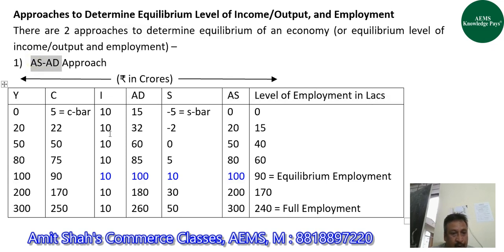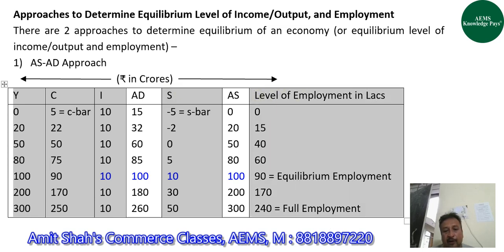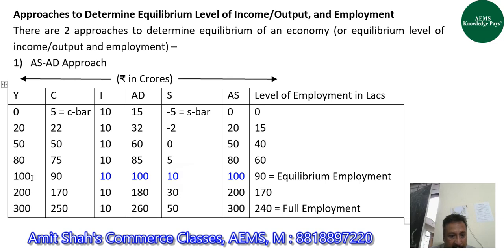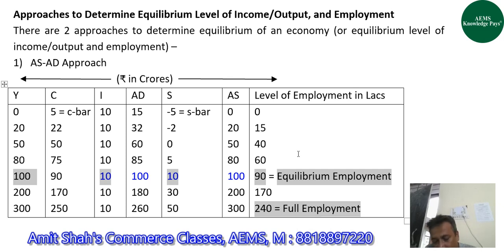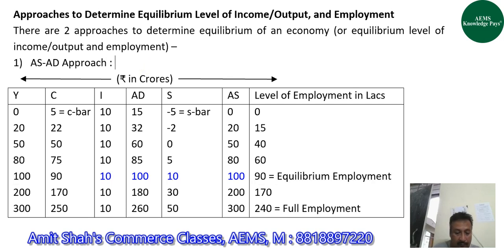And under the SI approach, the second approach, we make columns of Y, C, I, S, and level of employment. Here also I and S are equal, that is 10 crores, when income of the economy is 100 crores. So the corresponding level of employment would be called equilibrium employment, that is 90 lakh workforce. And you can see that this is not the full employment level, because full employment is 240 lakhs workforce. Have you understood, guys, this or not all? I'm asking all guys, those who are online also.